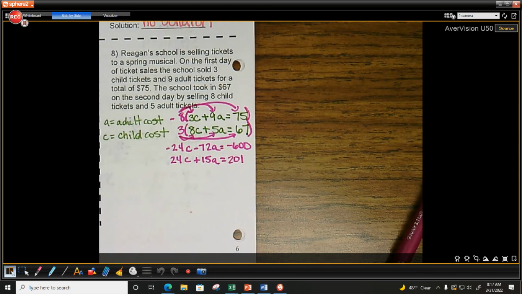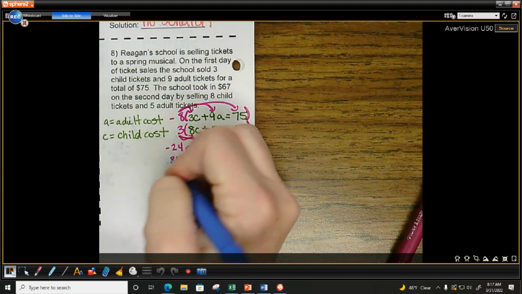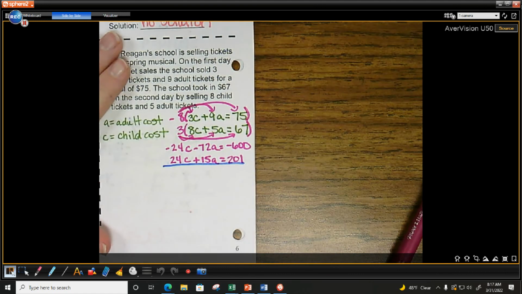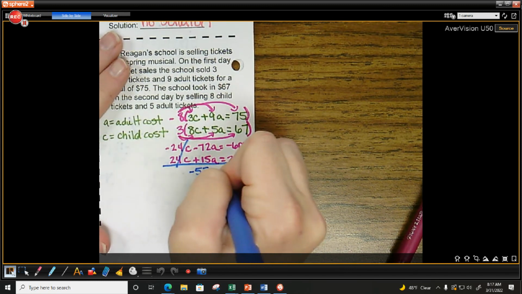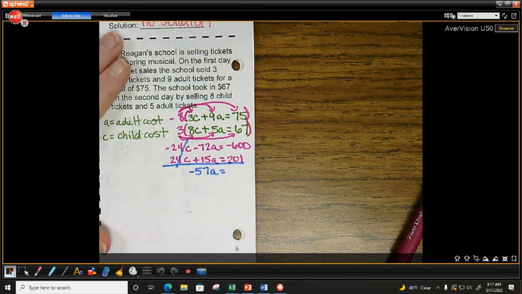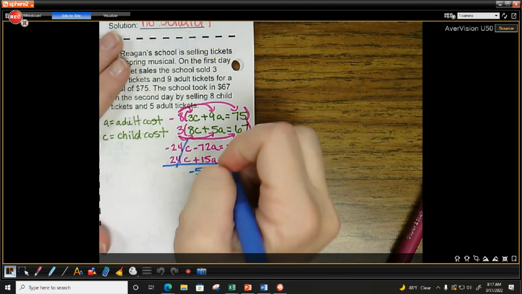Now, do I have a variable that has the same coefficient but opposite signs? Yeah, my C's have 24 coefficients. One's positive, one's negative. So now it's going to eliminate. Negative 24 plus 24, gone. Negative 72 plus 15, negative 57A. Negative 600 plus 201, negative 499. What am I going to do next?